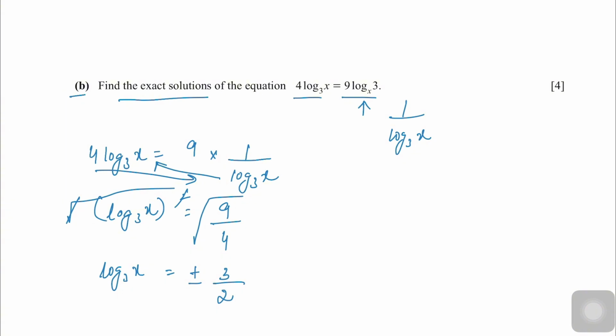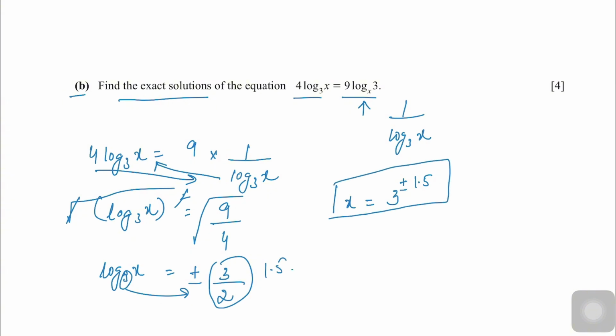So our final answer would be x equals 3 to the power of this. So this would be 3 to the power plus minus 1.5, since 3 over 2 can be written as 1.5. So this would be our final answer since it was an exact solution.